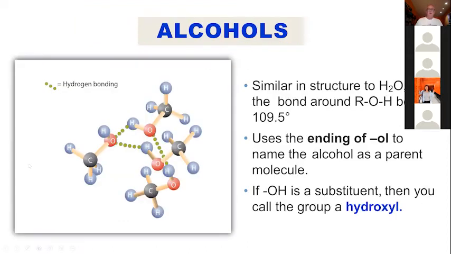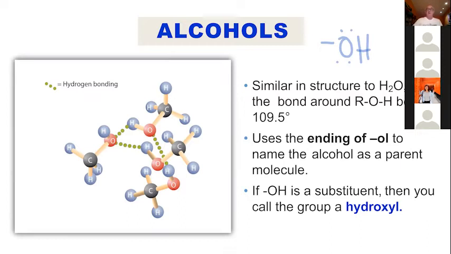Okay. So we'll start at the beginning with alcohols. So alcohols are really simple molecules because basically all they have is just the OH group, the hydroxyl group. That's it. If it has that group in it, it's an alcohol.